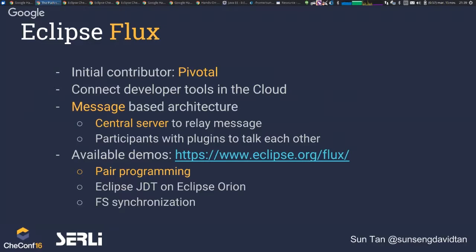With this architecture, we have some use cases that we have implemented, such as pair programming. So this is what I'm going to show you. But there are also other demos, where we have an Eclipse Orion that doesn't support Java, for instance, using an Eclipse IDE that is running somewhere else in the cloud. And we also have demos for file system synchronization.